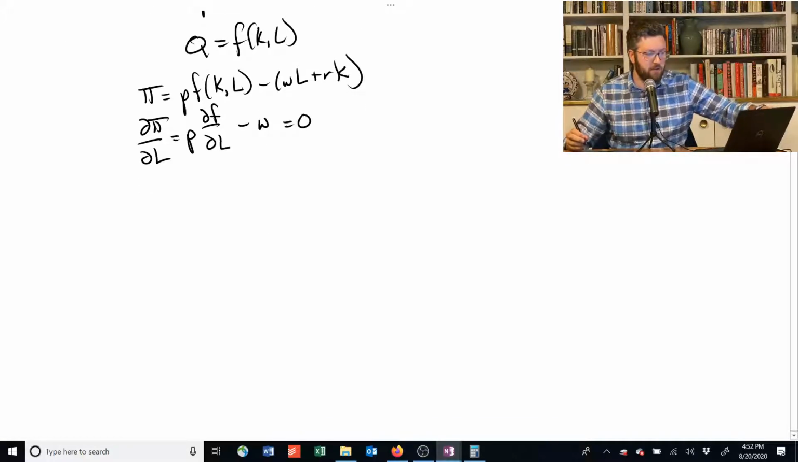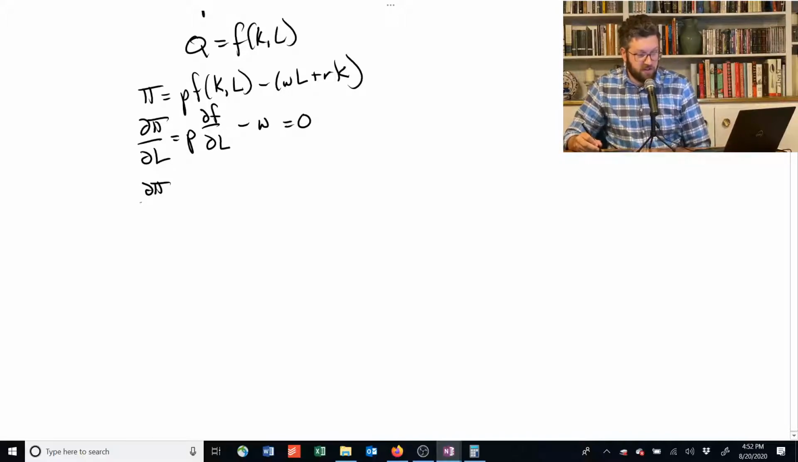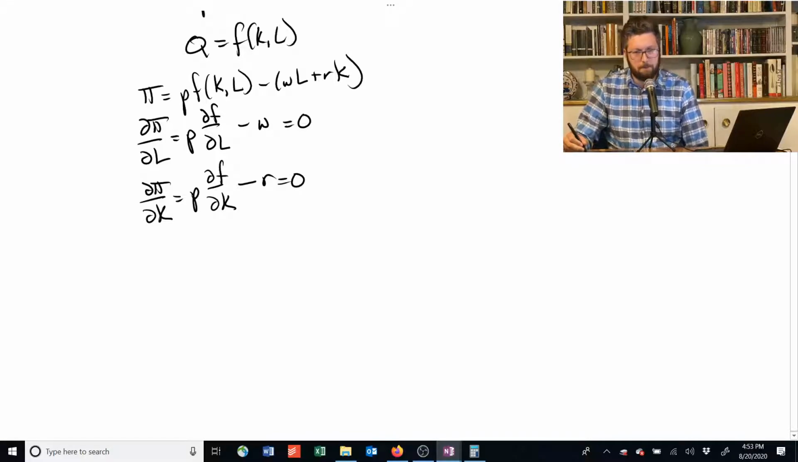But now we've got another choice too. We also need to take the derivative with respect to capital. Okay? So that looks very similar. We have price, and we have to take the derivative of this function. We don't know what the function is, so this is the best we can do. The derivative of this term here, the W times L, with respect to capital is 0, but this is R, and we get this. Okay?